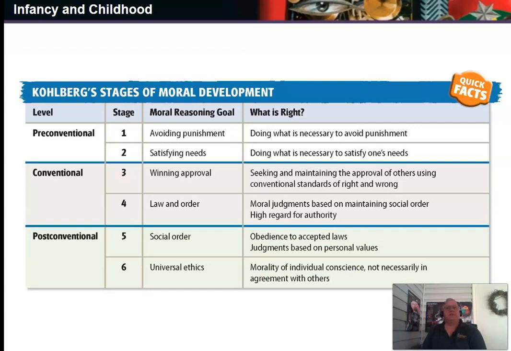Law and order: moral judgments are based on maintaining social order and high regard of authority. Here in the conventional method, it's all black and white. It's either right or it's wrong. You did it, and you should be punished one way or the other. There's no justification for it. Like Jean Valjean in Les Miserables, where he steals the loaf of bread because he's hungry. And of course, being hungry is not a factor. So it's just about punishment. Post-conventional thinking is social order, obedience to accepted laws, judgments based on personal values. The universalistic morality of individual conscience is not necessarily in agreement with others.